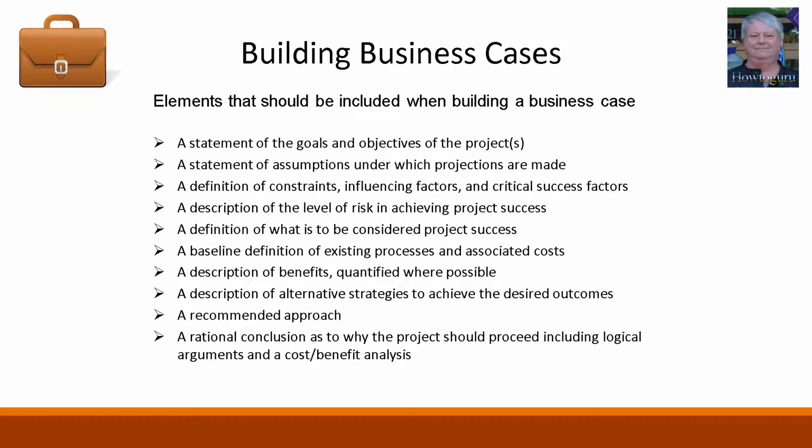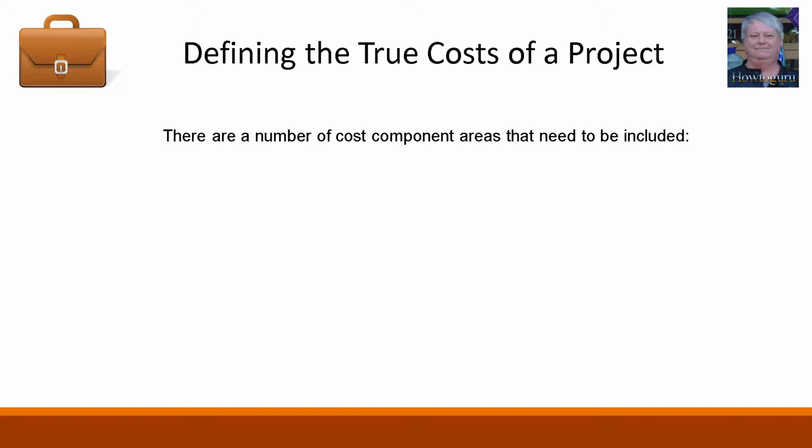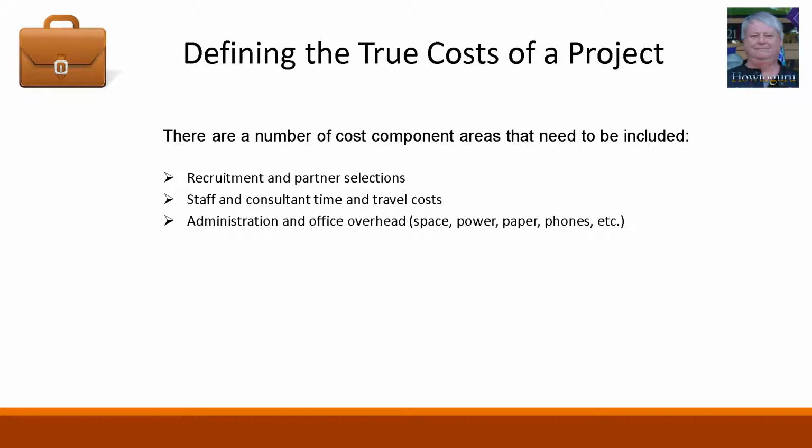With respect to defining the true cost of a project, well, there are a number of component areas that should be included. First, the cost of recruitment and partner selections, staffing and consultant time and travel costs, and this quantified to day rate and overhead burdens. Speaking of that, when we talk about administration and office overhead, also be sure to include such things as space, power, paper, phones, etc. Everything that creates the environment for the people working on the project have costs to them, and those need to be included.